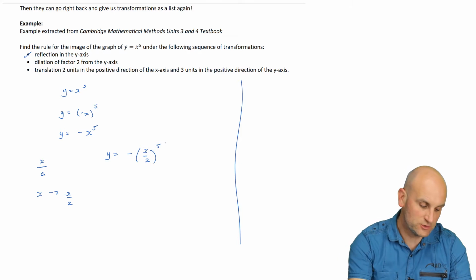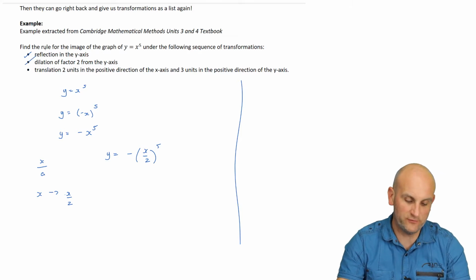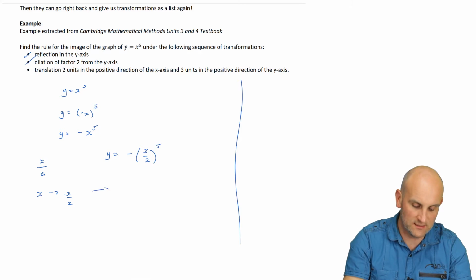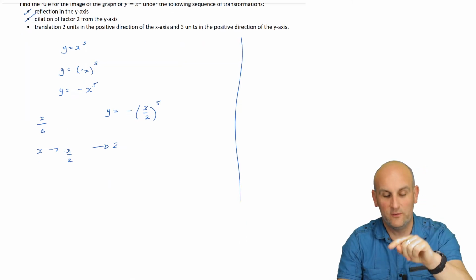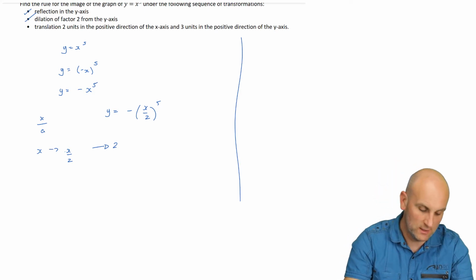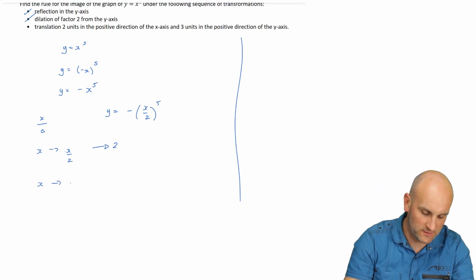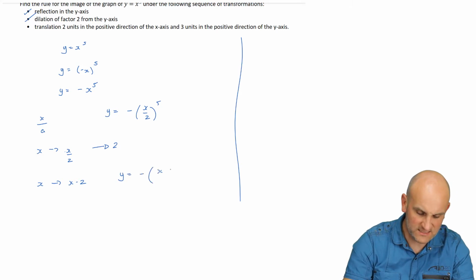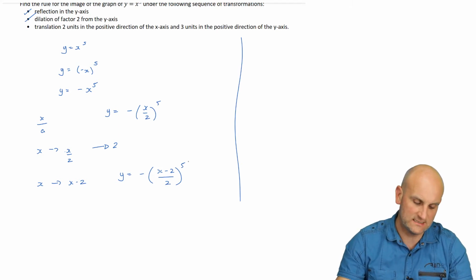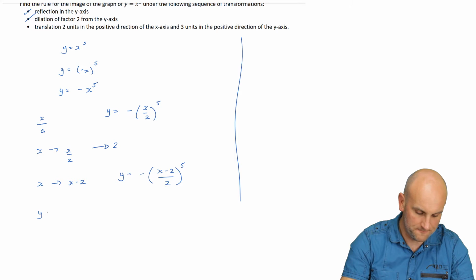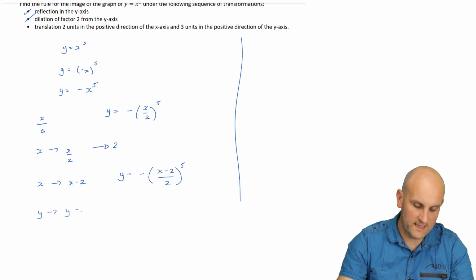Yes, and a translation of 2 units in the positive direction of the x-axis. So we're going 2 units that way. How do we do this? Well, replace x with x minus 2. So in this situation, x is going to become x minus 2. So y is equal to minus ((x minus 2) all on 2) to the power of 5, and 3 units in the positive direction of the y-axis, and so that means we replace y with y minus 3.